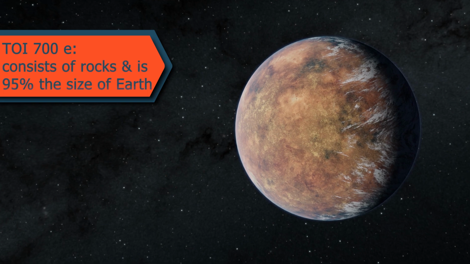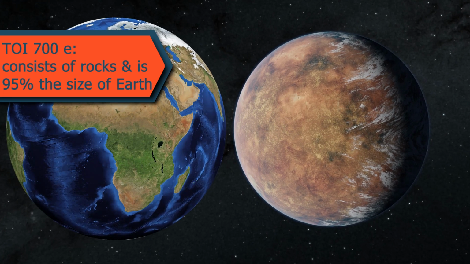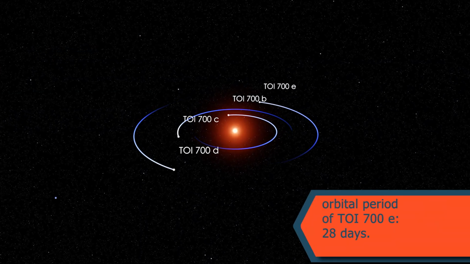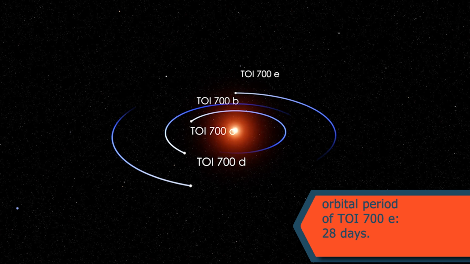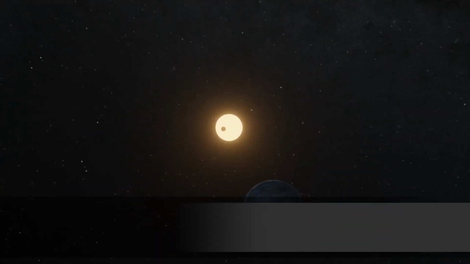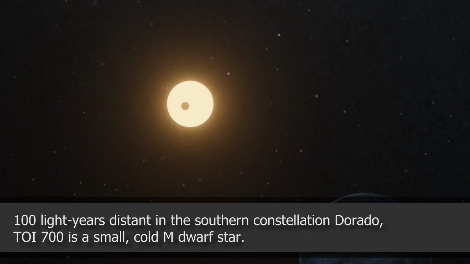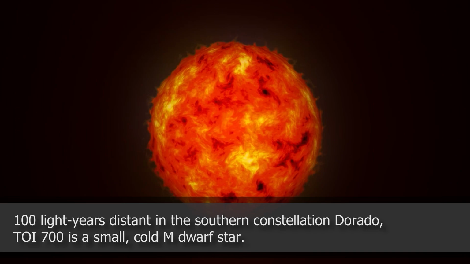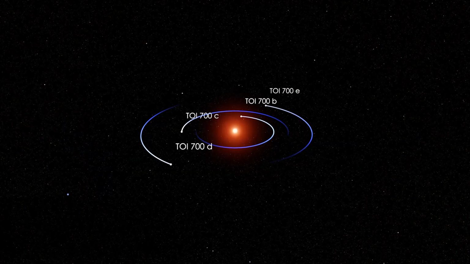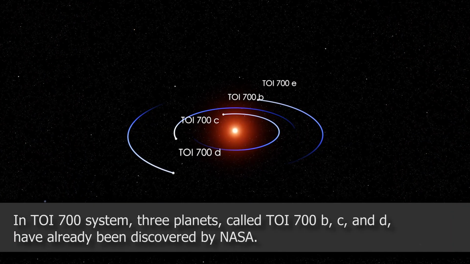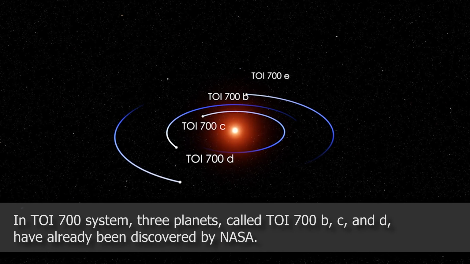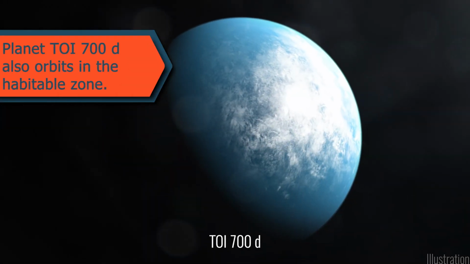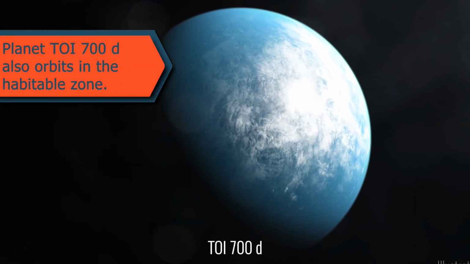The planet presumably consists of rocks and is 95% the size of Earth. The orbital period of TOI-700e is 28 days. Approximately 100 light-years distant in the southern constellation Dorado, TOI-700 is a small, cold M-dwarf star. In the same system, three planets called TOI-700b, c, and d have already been discovered by NASA. Planet TOI-700d also orbits in the habitable zone.